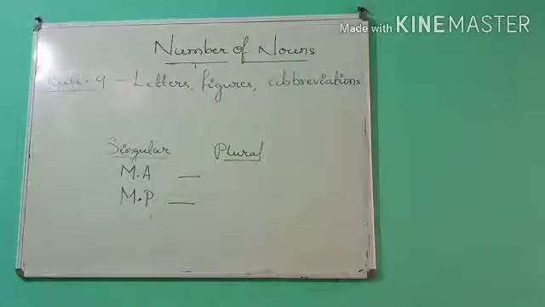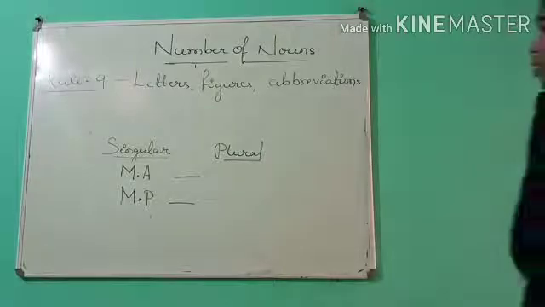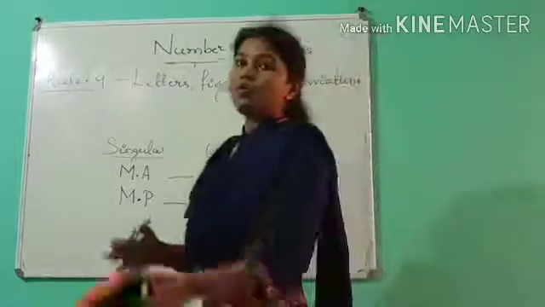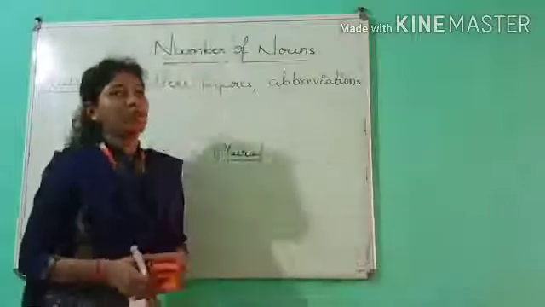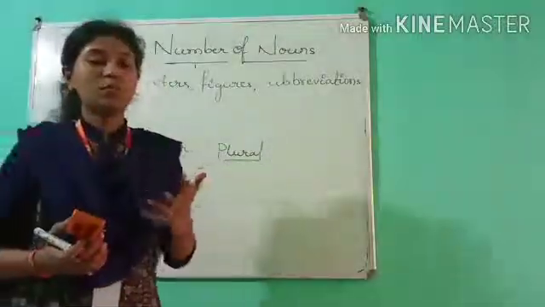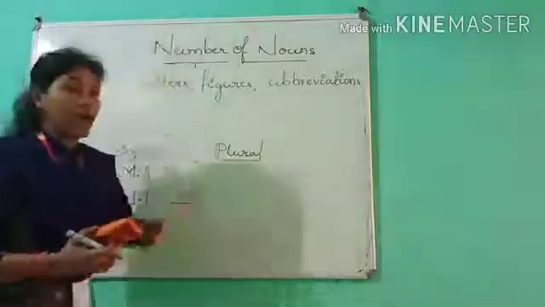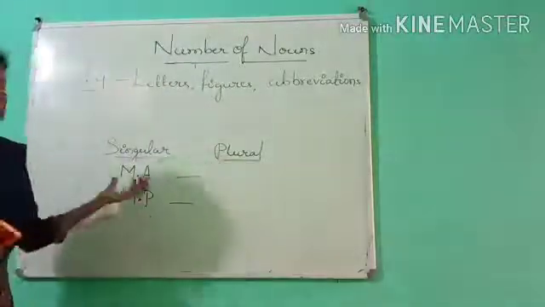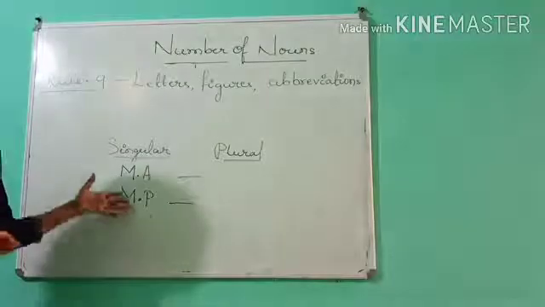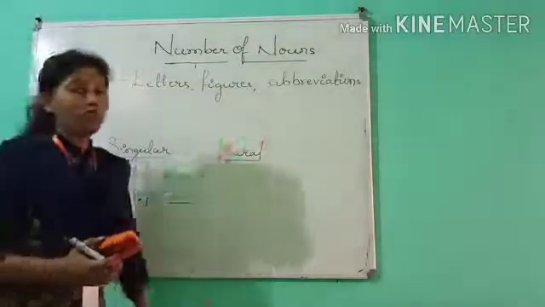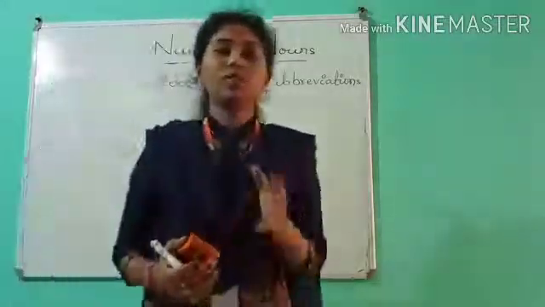See rule number 9. Rule number 9 is very easy, my dear student. Rule number 9 talks about letters, figures and abbreviations. This means a short form, and we need to add an S to it. So here you can see the two words, and before that I'll tell you about figures and abbreviations. It's nothing but a short form.